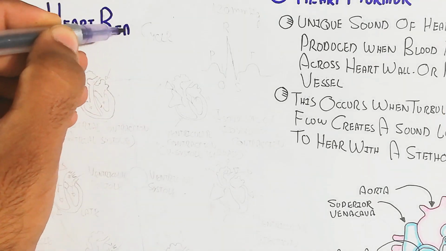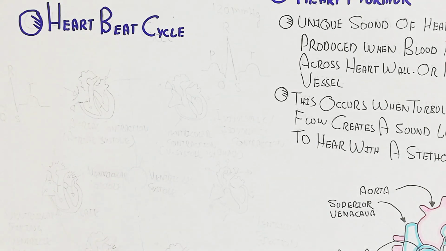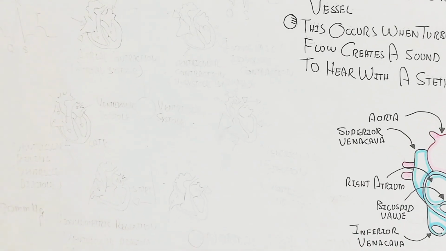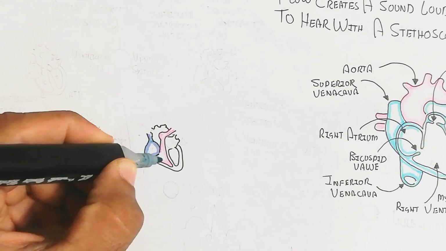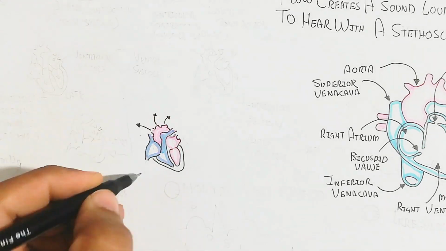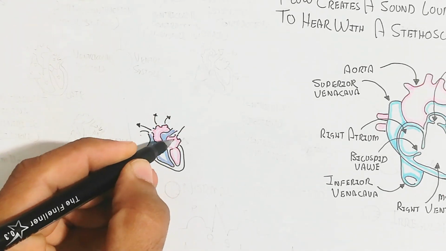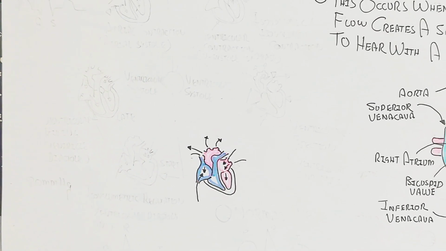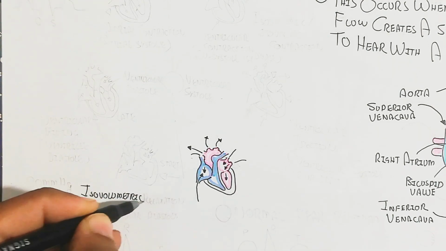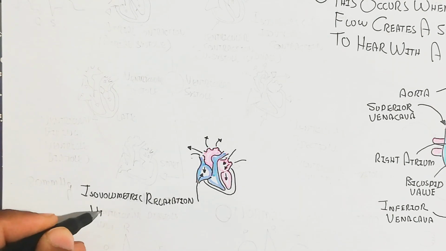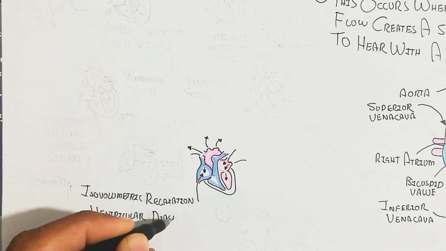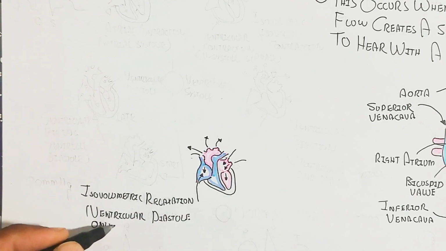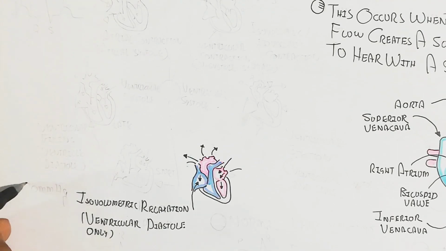So the heartbeat cycle basically contains a systolic phase and a diastolic phase. Let's begin to understand it. This is the isovolumetric relaxation of the heart. This is the ventricular diastole only. This ventricular diastole will start here, so let's begin from the start point. And in this way, the ECG wave will be the T wave.